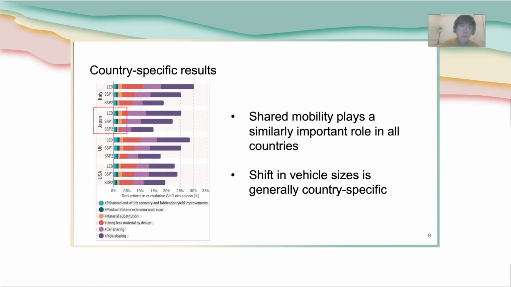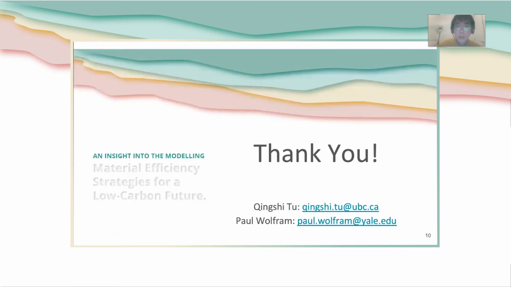I would like to direct your attention to Japan. As you can see, the red part, which is downsizing, also under the name of using less material by design, has a contribution that is obviously smaller than in the other countries. There's a reason behind that: when we were doing the scenario assumptions and setting targets, we realized that the market share of smaller vehicles, for example micro cars, is already pretty high in Japan. So we adjusted our target and the implementation curve accordingly. This is an example of country-specific results under the same umbrella of material efficiency strategies. With that, I'm going to wrap up and give it back to Elsa.